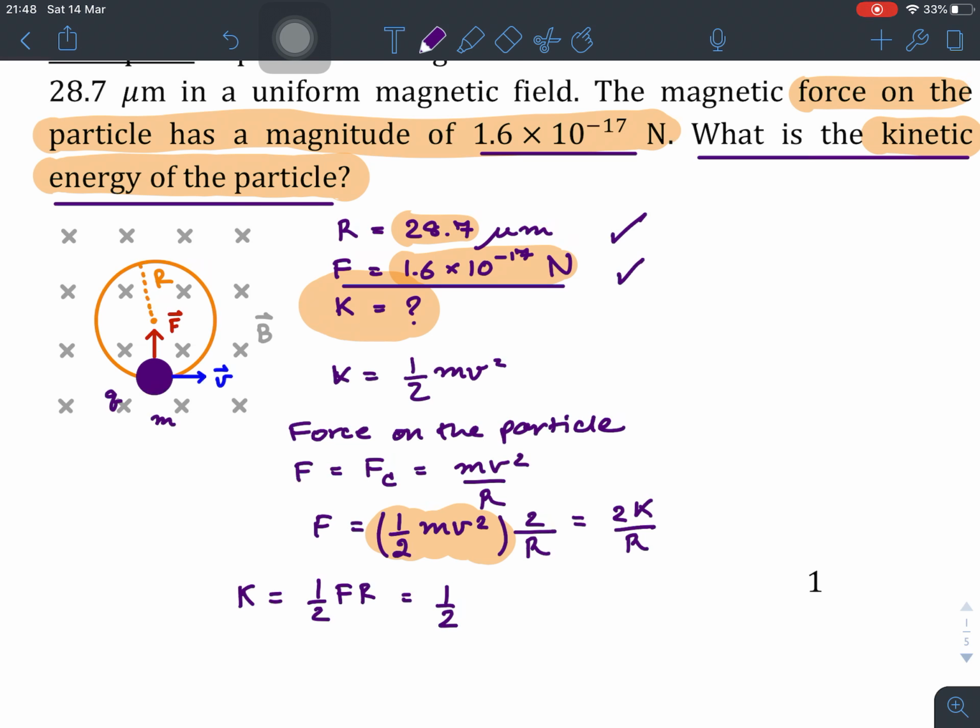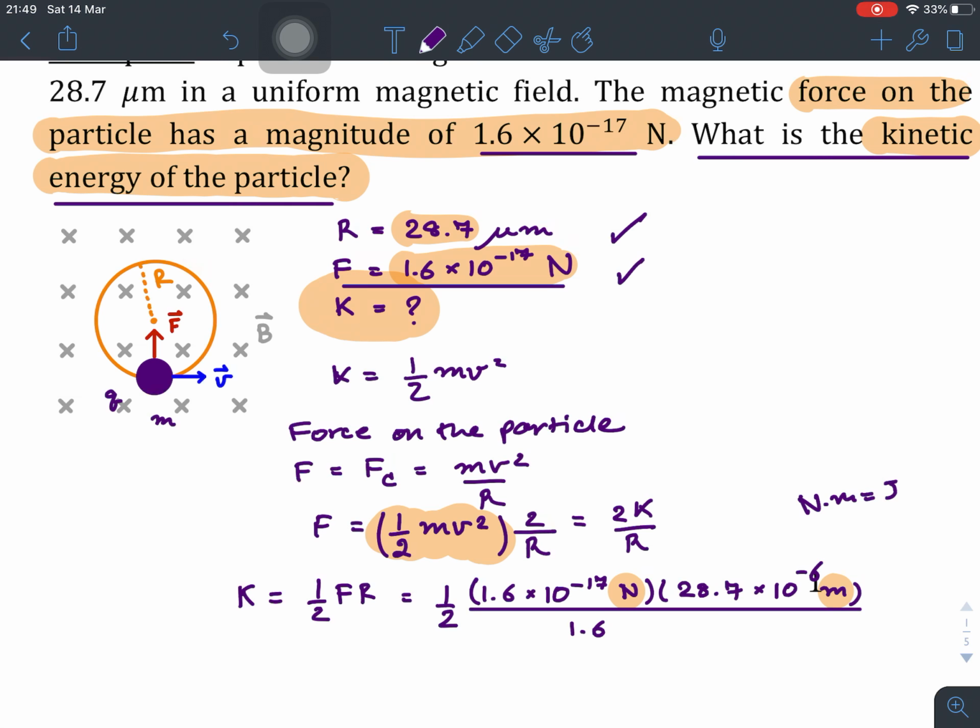So we have F as 1.6 times 10 to the minus 17 Newton. And we have r as 28.7 micrometer. Micro is 10 to the minus 6 meter. So Newton and meter will give you the unit of the energy, joule. But if I want to write down the unit of energy as electron volt, because the energy for the electron is so small, we use the electron volt unit instead.